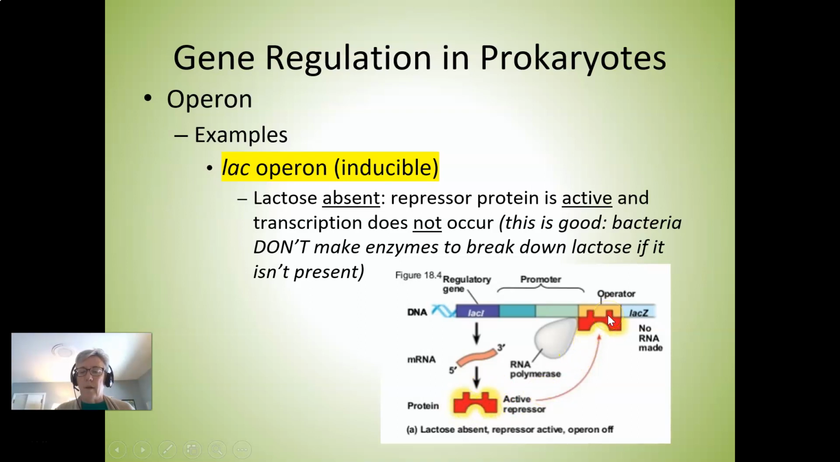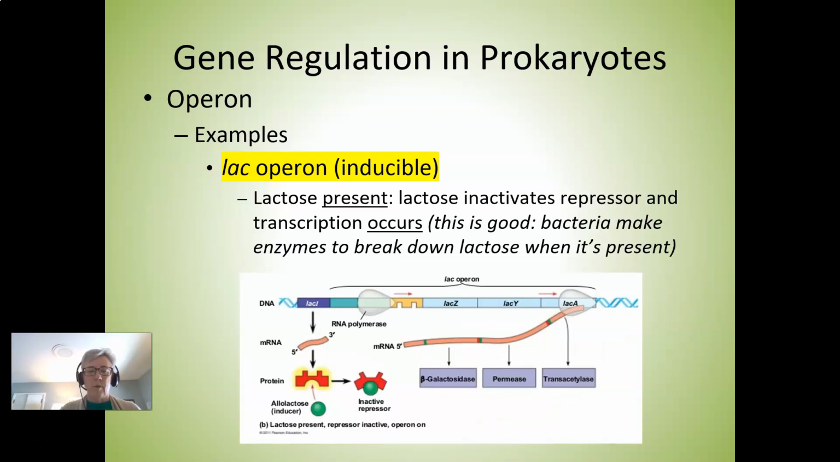It'll bind to the operator and block the RNA polymerase from transcribing the genes in the lac operon. So these downstream genes are not going to get made. Okay, so then lactose won't get broken down. So if lactose is absent, the repressor is active and transcription is blocked.